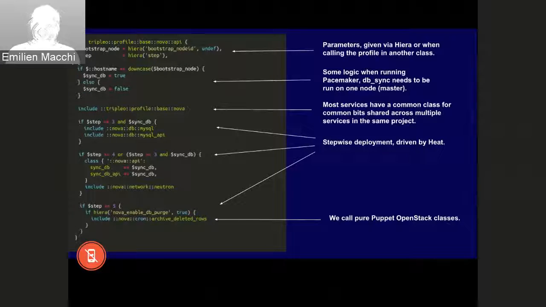You can see in the manifest the stepwise deployment, which is driven by Heat. So you can see the steps. If step four or step three and DB sync, okay, let's create the database and so on. And yeah, you can see the pure Puppet OpenStack classes. If you look at the include, you can notice that we are calling the pure Puppet Nova. We are not calling another class to configure Nova, the crontab or the Nova API service and so on.